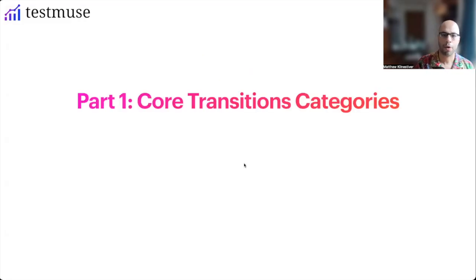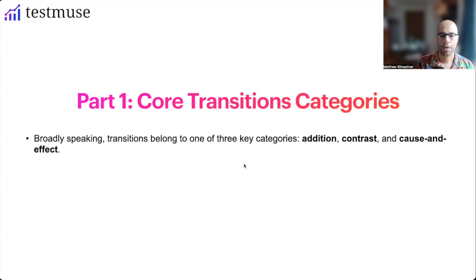All right, let's talk about core transitions categories. So, really, I want you to think about three key categories when you're thinking about transitions. You'll think about addition, so you're just adding information on, right? You'll think about contrast, where things are going against one another. I like chocolate, but my little sister does not, right? So that shows contrast between us. And then cause and effect. I like chocolate, therefore, I bought some at the store, right? So reasoning and kind of thinking about a result.